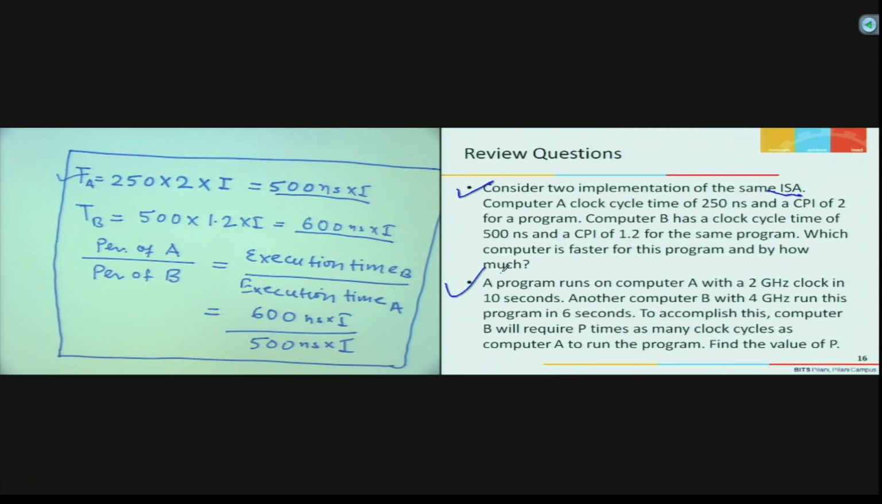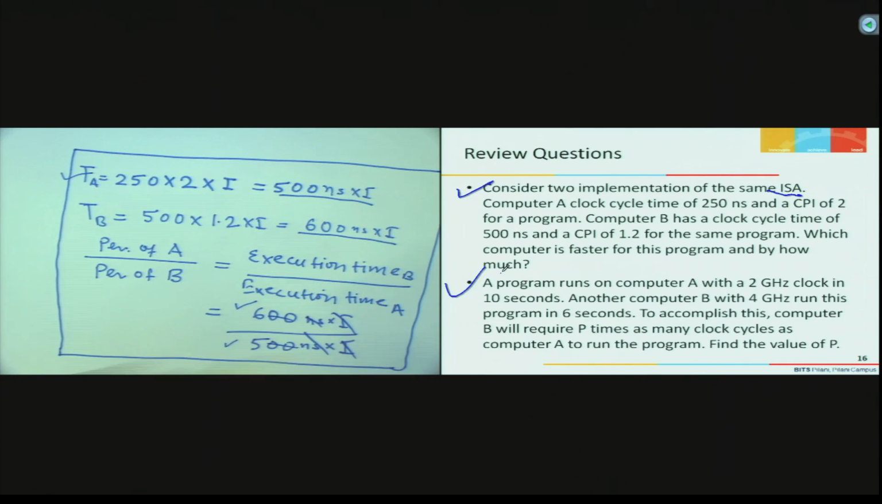Now, as per the performance equation, we know that the performance of computer A divided by the performance of computer B is equal to the execution time of B divided by the execution time of A. Execution time of B is 600 ns times I, where ns stands for nanosecond, and execution time of A is 500 ns times I. If you divide these two, I cancels and we get 6 by 5, which is 1.2. So, I can say here that computer A is 1.2 times faster than computer B.